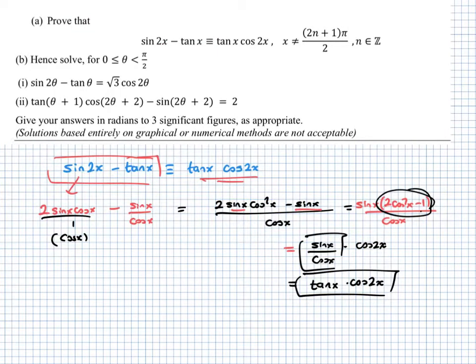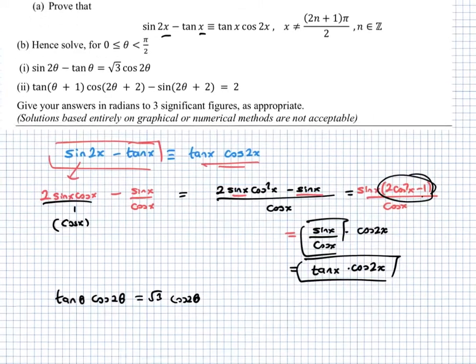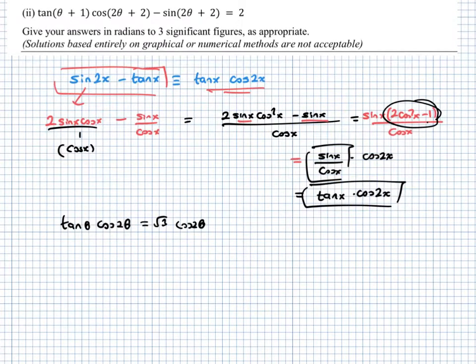In the second part of the question, you see here, the x is replaced with theta. So instead of sine 2 theta minus tangent theta, I can actually write tangent theta cosine 2 theta on this side, and that is equal to square root of 3 cosine 2 theta. Okay, this is the equation that we have to solve.